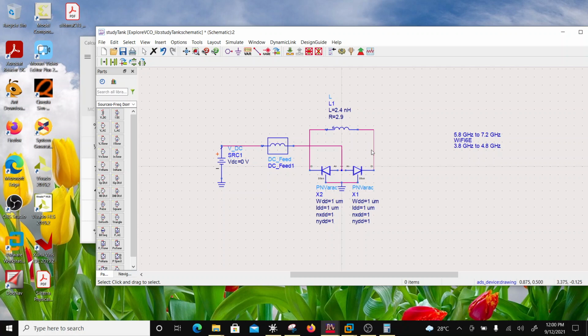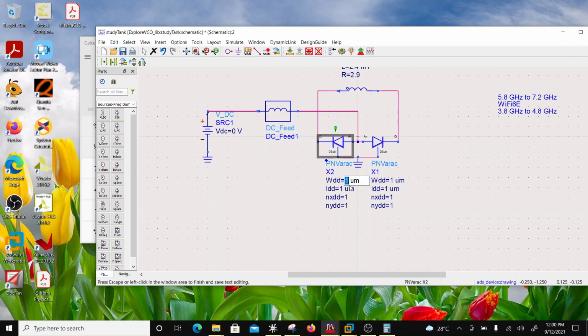Now the two sides of this tank circuit, let's put in some rough numbers here. These are basically the gate dimensions, and this is basically the array. So these are the varactors in this process. For example, this is a typical size.